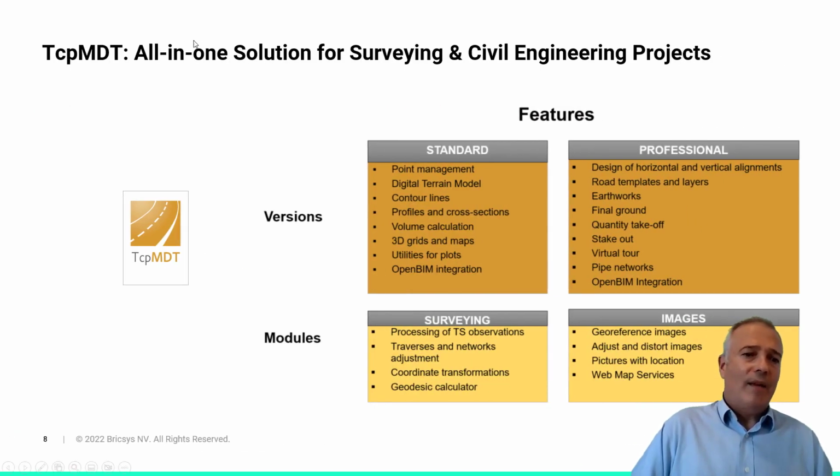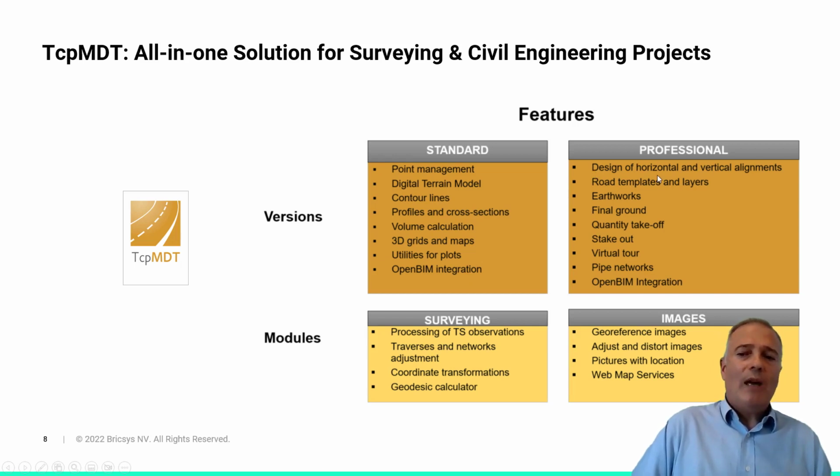And now is an introduction about our software that we'll see later in the demonstration. TcpMDT installs on Bricscad Pro, and is an all-in-one solution for surveying and civil engineering projects. You can choose between 2 versions. The standard version, you can manage topographic points, survey points. You can build a digital terrain model, generate contour lines, get profiles and cross-sections, perform volume calculation, maps, utilities for plots, export to IFC, etc.